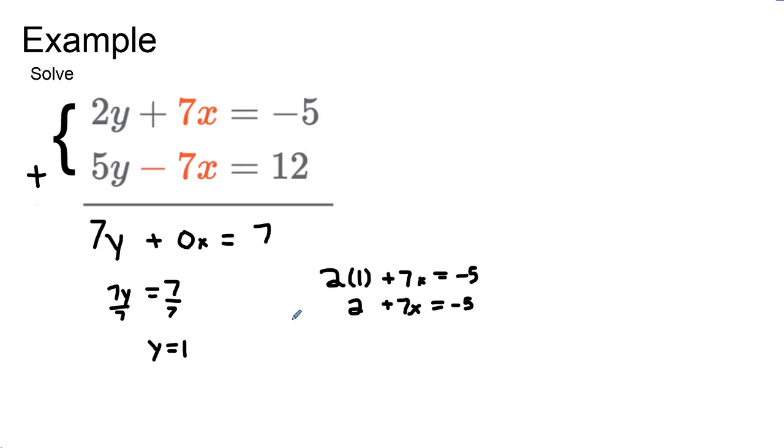So we get 2 plus 7x is equal to negative 5. I'm going to subtract 2 from both sides. So I get 7x equals negative 7. And then I'm going to divide by 7 to get x is equal to negative 1. And with that, I have my x coordinate, I have my y coordinate, so I'm going to write my x coordinate first, negative 1, comma 1. And we have solved this system.